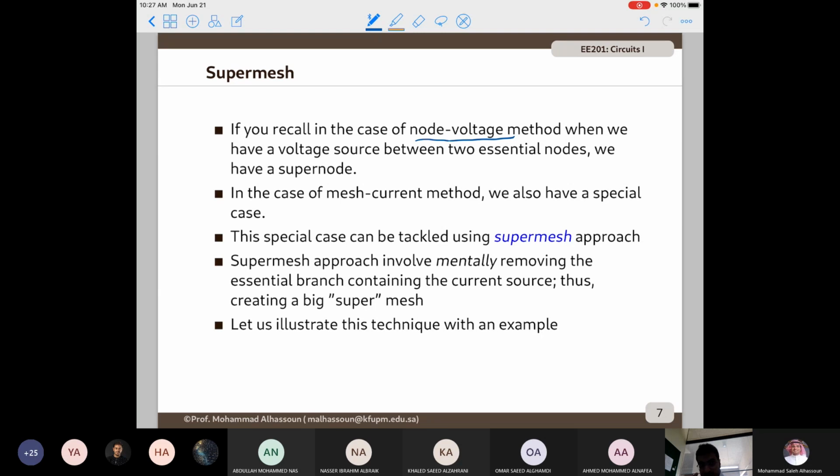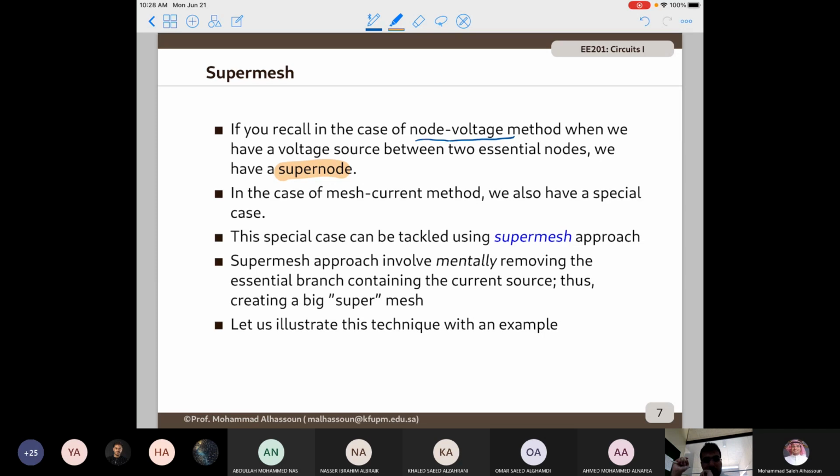The shortcut was introducing the notion of a supernode. We create a huge essential node that actually covers two essential nodes. We have two essential nodes with a voltage source between them, so we said, let's combine these two essential nodes along with the voltage source and create one big node. This node is called a supernode, and we're going to apply KCL to it in a similar manner to the standard node voltage method.